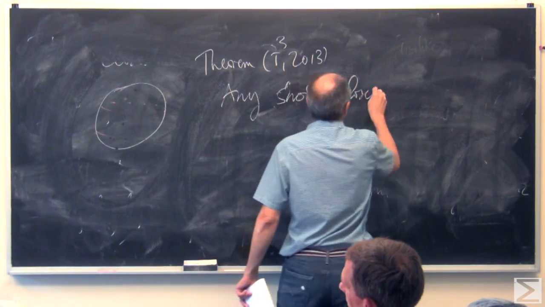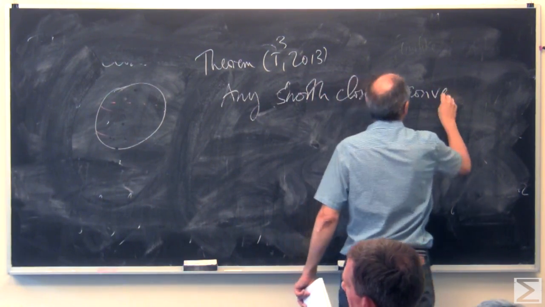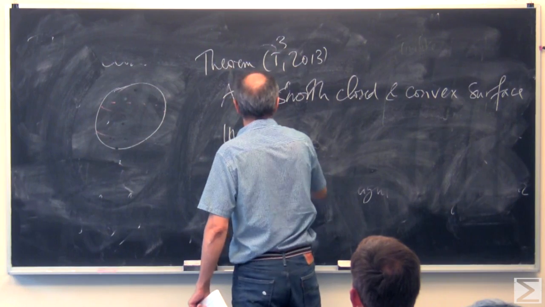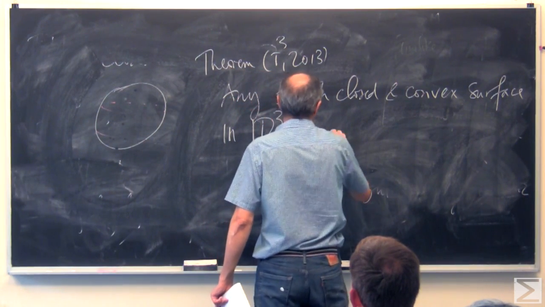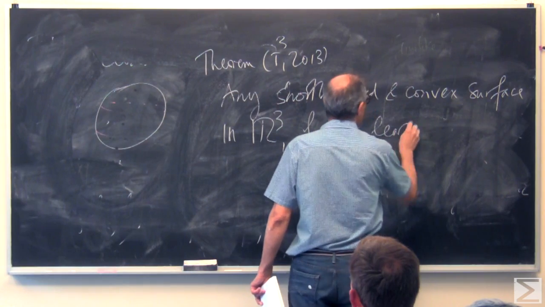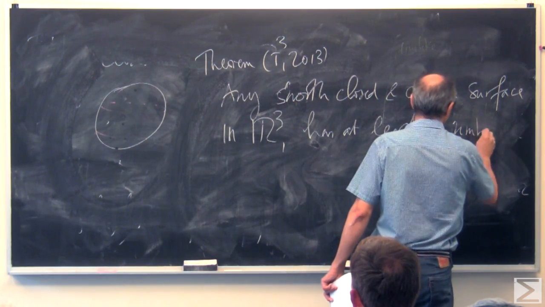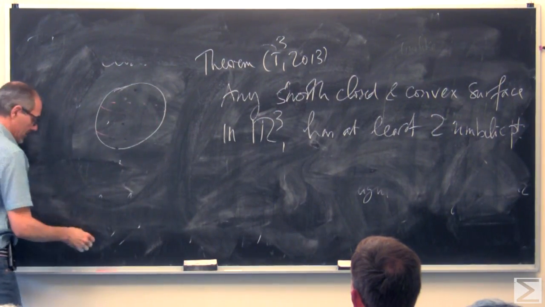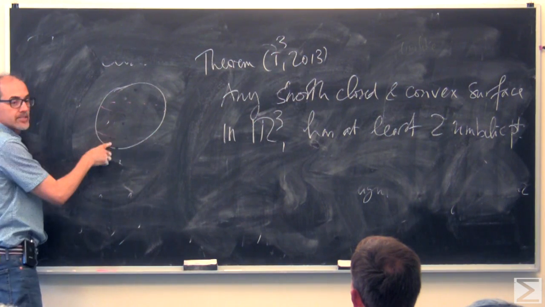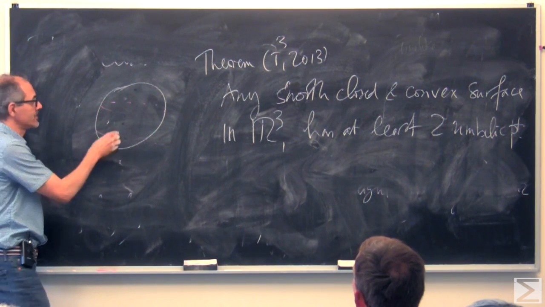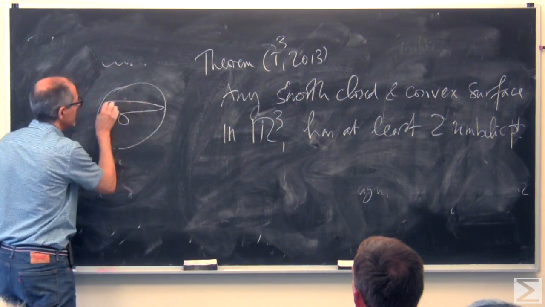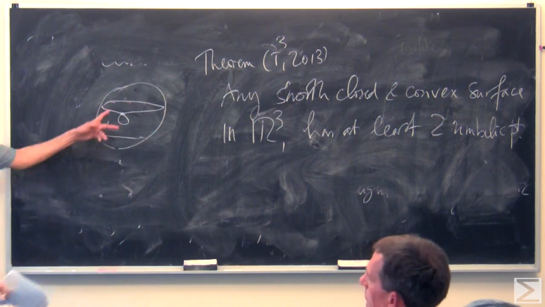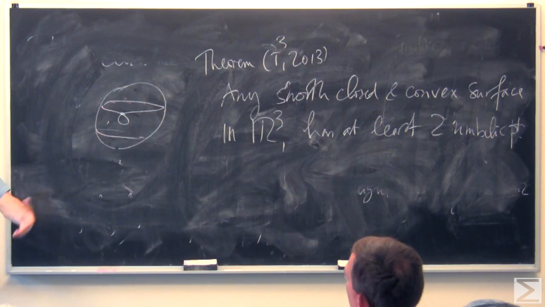Any smooth closed and convex surface in R3 1 has at least two umbilic points. And the way you prove this is simple. First, you look at this. You have two curves where the metric is degenerate. If this curve is singular, then this point is an umbilic point. So if they have a singularity, then it's umbilic.